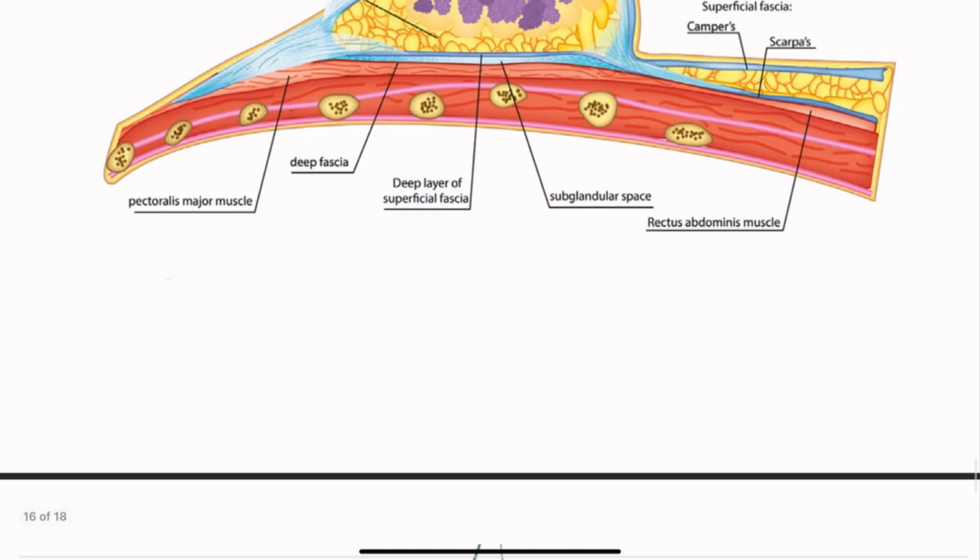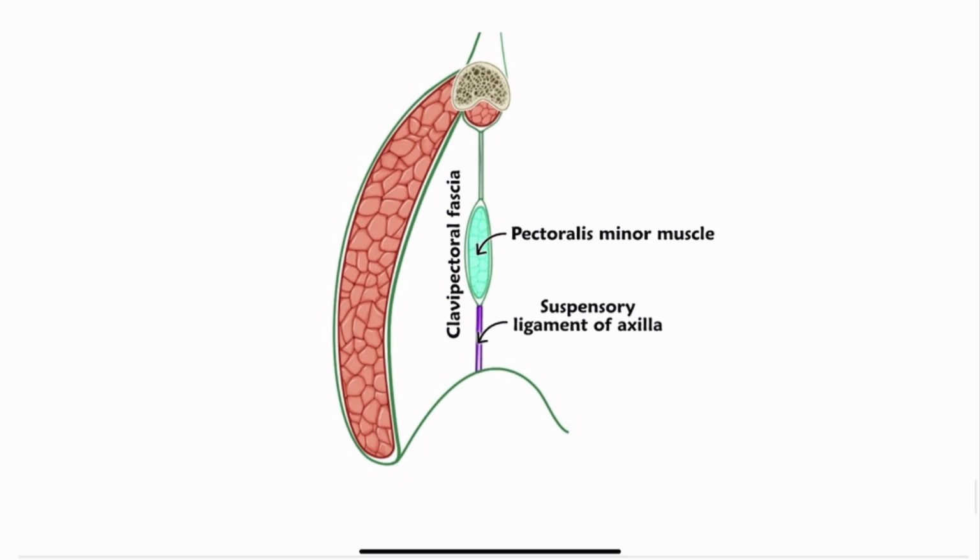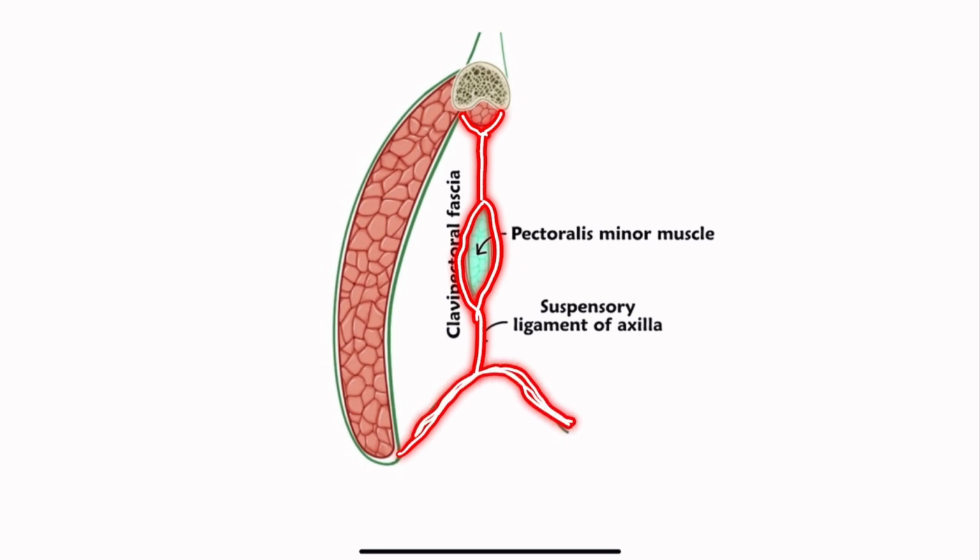Okay. Let me show you another diagram. This is also the side view of the pectoral region. However, this is the front and this is the back. Right behind the pectoralis major muscle, there's the clavipectoral fascia. This clavipectoral fascia wraps a muscle here and then it wraps a muscle here, and then it extends and joins the axillary fascia.